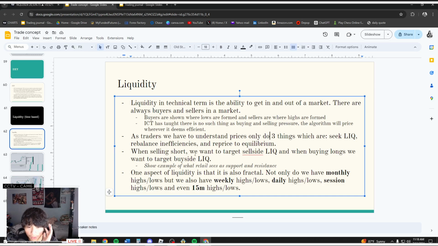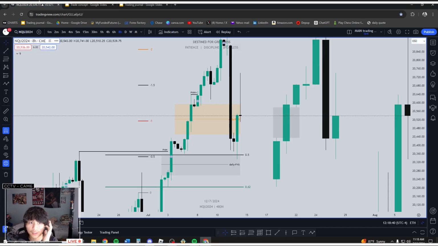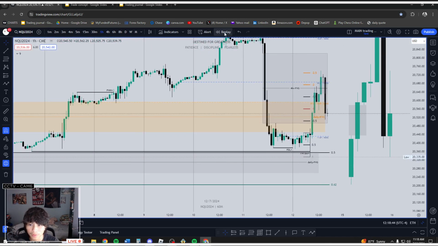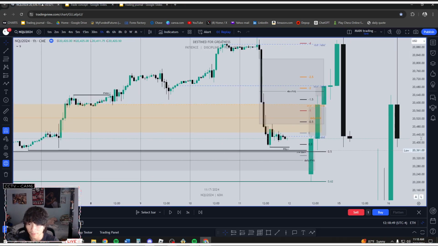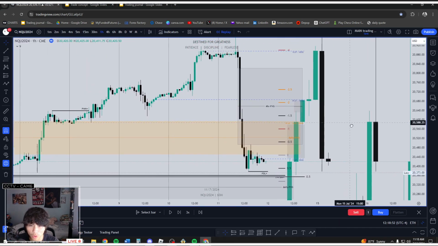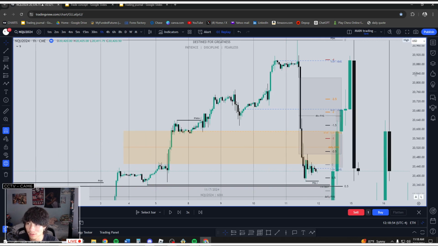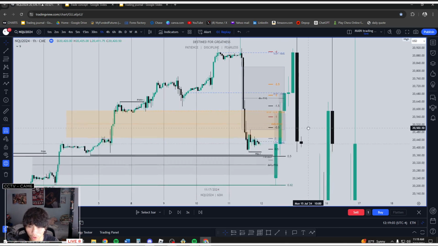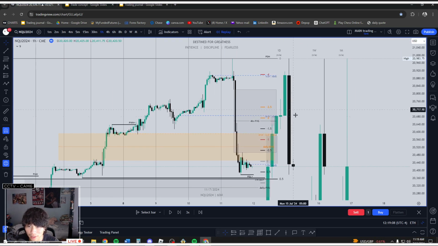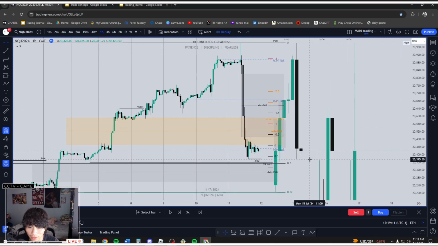And when selling short, we want to always target sell side liquidity. So whenever we want to sell short, just to dumb it down, we had displacement on the 1 hour time frame. So we're thinking, okay, we're probably going to continue lower. I'm bearish, and based on this daily candle, I can anticipate for this daily low to get taken here.